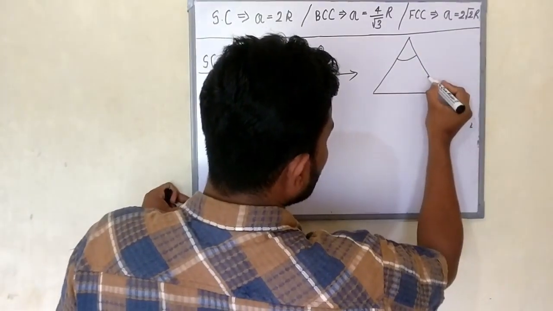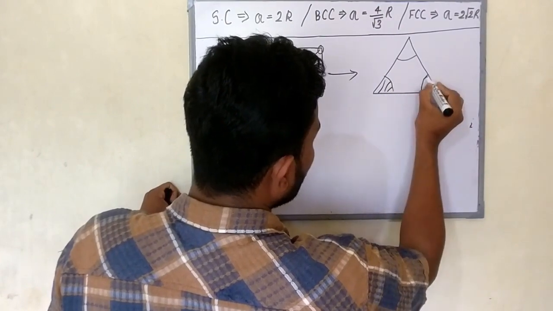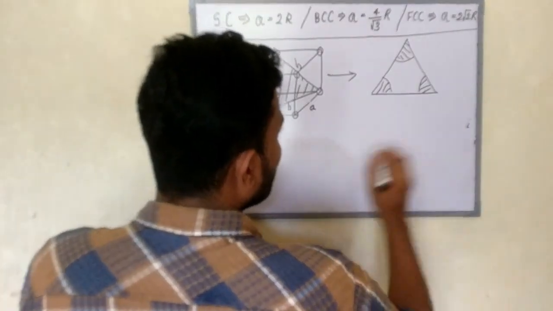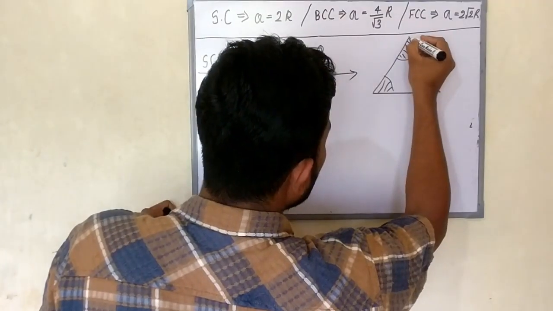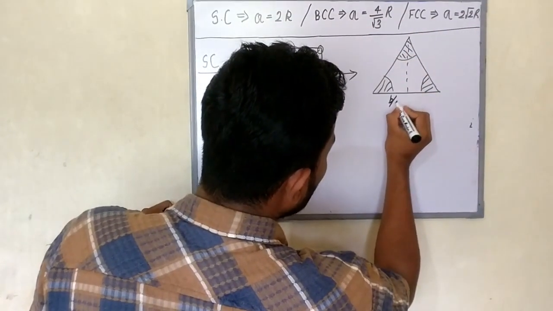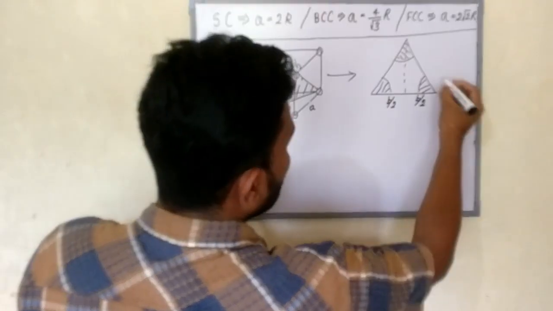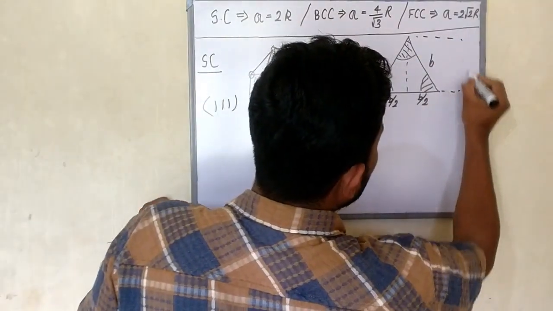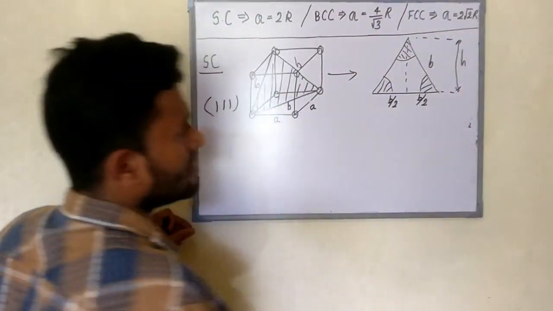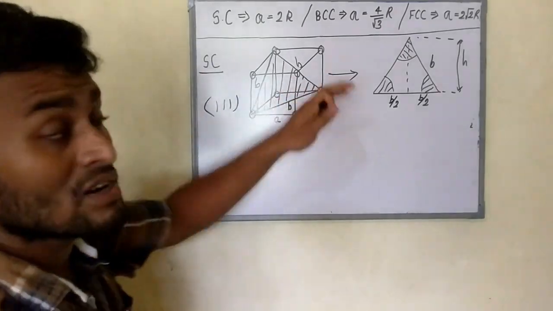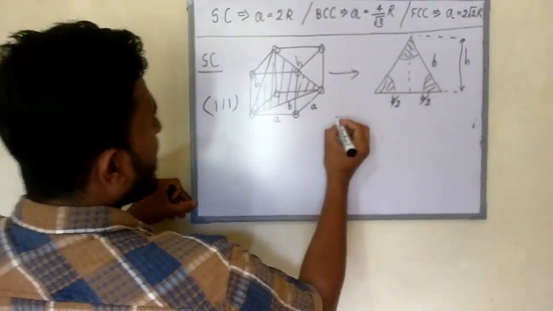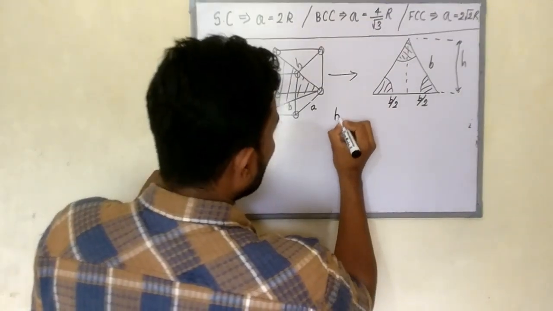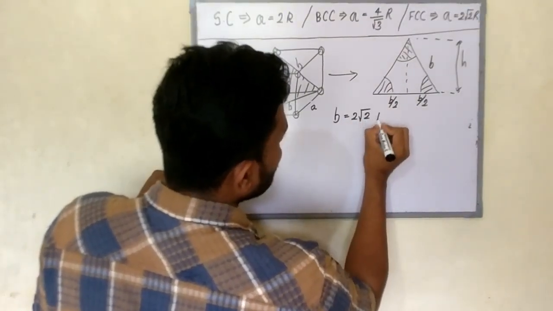Here likewise the atoms are going to be shared. Here actually 1 over 6 is shared from one atom. So this is your length B. This half is B over 2, this half also B over 2, and this is B. And this height is H. We need this height because we are going to find the area of the triangle. We have already found the value of B in the previous one. We know B equals 2 root 2 R.